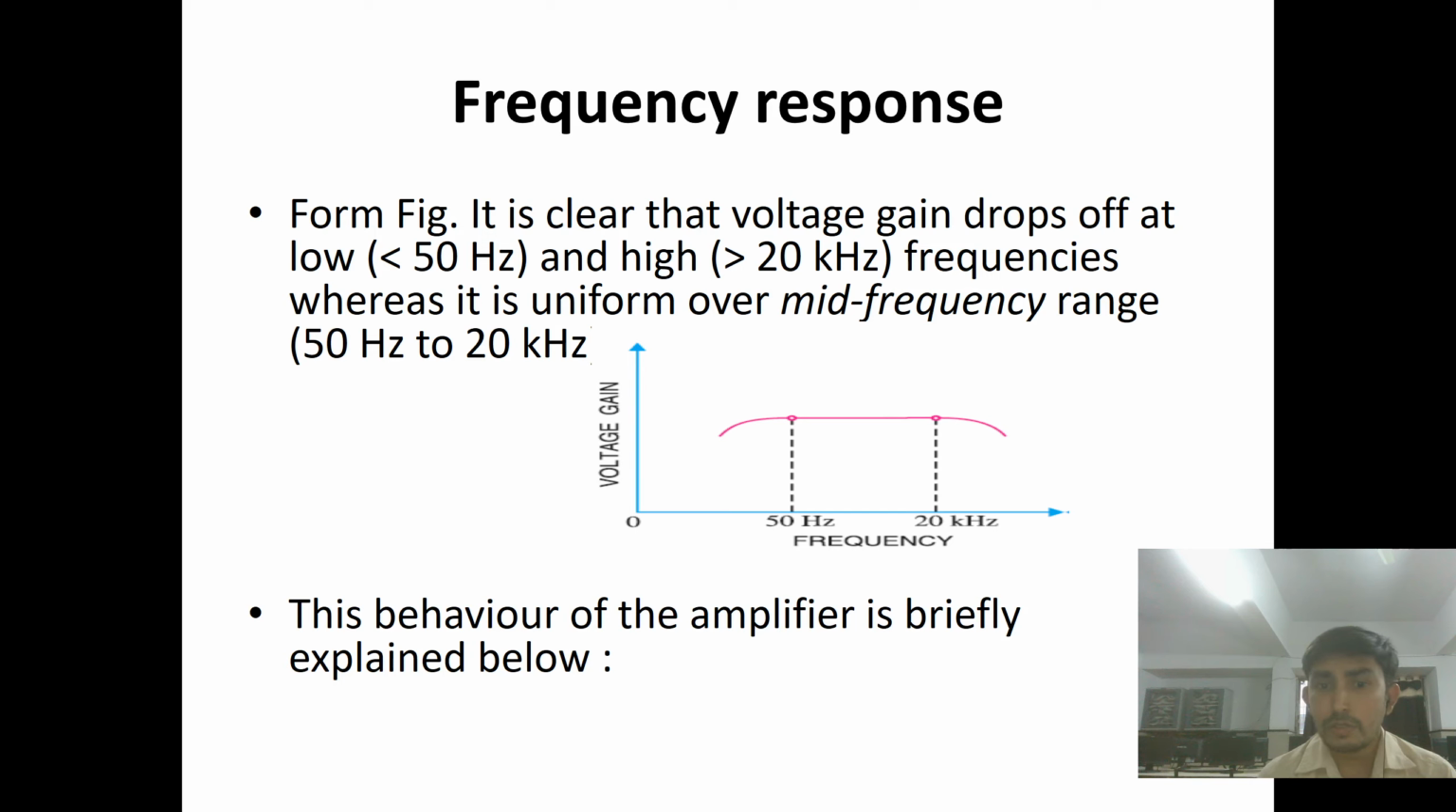So how is this possible? In an RC coupled amplifier, below 50 Hz and above 20 kilohertz, that is at lower and at higher frequency, the gain drops off, and for mid frequency, that is 50 Hz to 20 kilohertz, it is uniform. How does this behavior happen? Let's discuss it. First we start with the low frequency.